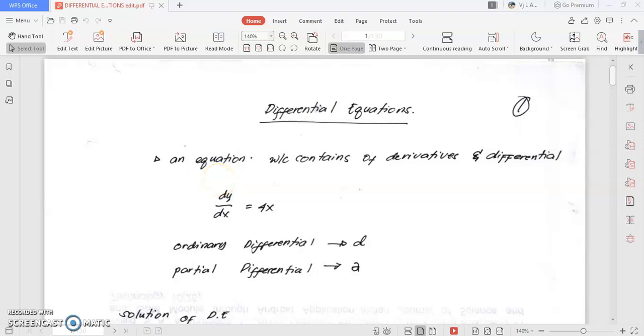Class. Good morning once again. Good morning to our subject, which is differential equation. Before we start, let me ask you, what are your assumptions or what are your expectations with the subject?